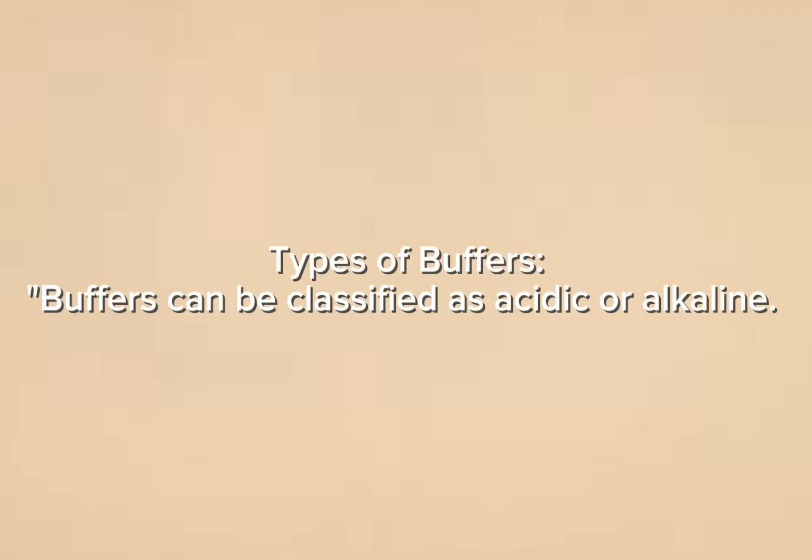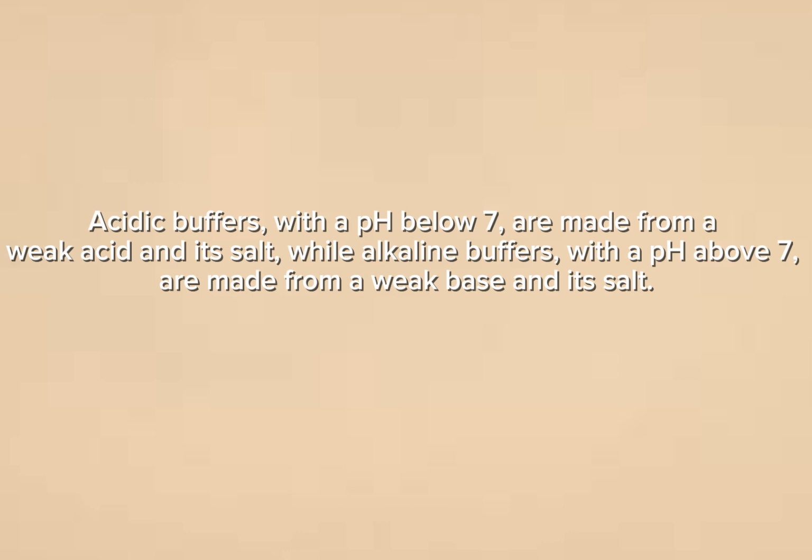Types of buffers. Buffers can be classified as acidic or alkaline. Acidic buffers with a pH below 7 are made from a weak acid and its salt, while alkaline buffers with a pH above 7 are made from a weak base and its salt.